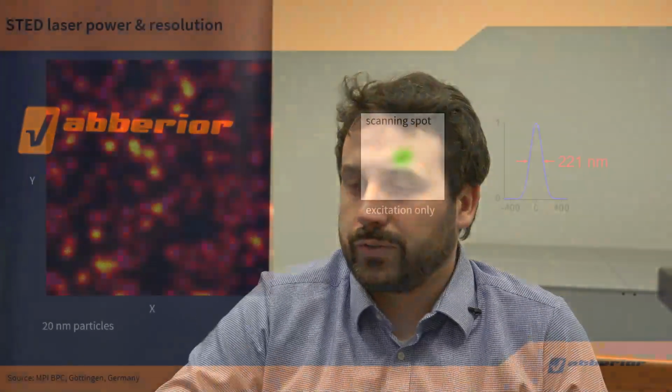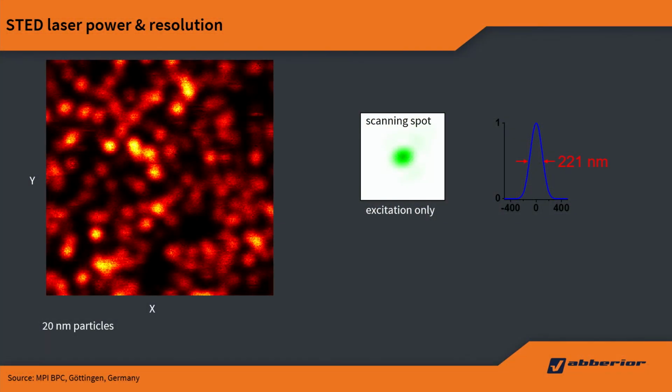STED microscopy will be familiar to many of you. It's a confocal scanning method, and in the normal confocal image, these particles here on the left, which are really 20 nanometers in size, appear much larger. This is because our confocal scanning spot is a size of about 200 to 220 nanometers, depending on the wavelength. Therefore, the cross section of each bead will be around 220 nanometers too.